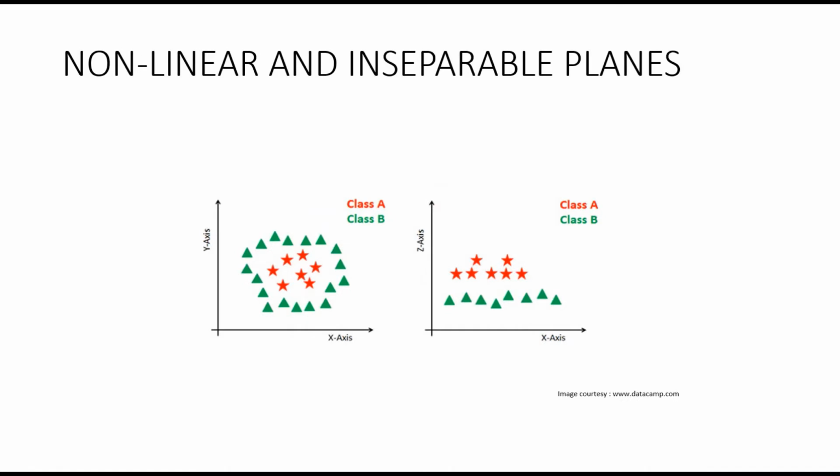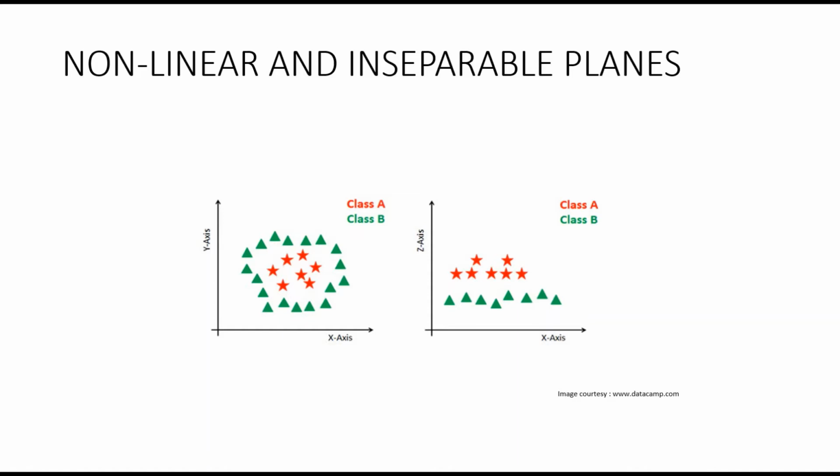The next point you need to understand here is nonlinear and inseparable planes. How do we deal with nonlinear and inseparable planes? When the data sets are scattered as shown in the figure, how do we handle such situations? Some problems can't be solved using a linear hyperplane. Whatever we were discussing was a linear hyperplane. As shown in the figure on the left hand side, the linear hyperplane doesn't work.